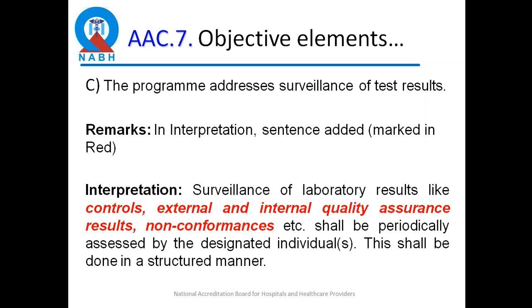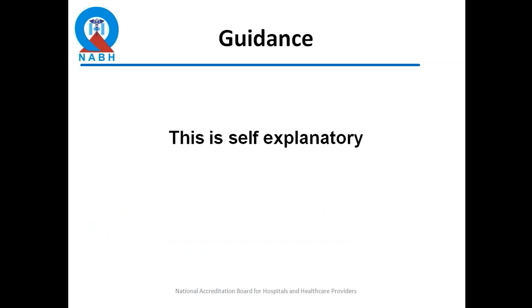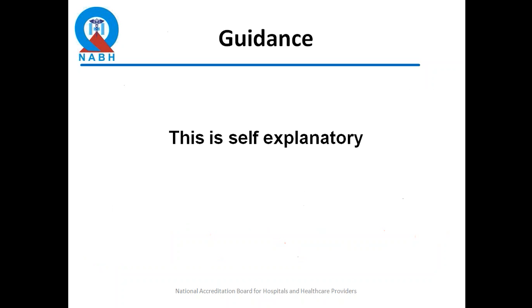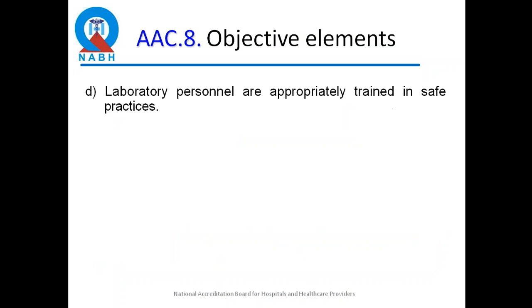AAC 7 is about surveillance of test results, where they have just specified controls, external, internal QA results, non-conformances. AAC 7 is also covering periodic calibration and maintenance, where now they want that point of care equipment should also be calibrated. So obviously when we go as assessors, we should ask them this question, that do you have a calibration system for point of care equipment also.